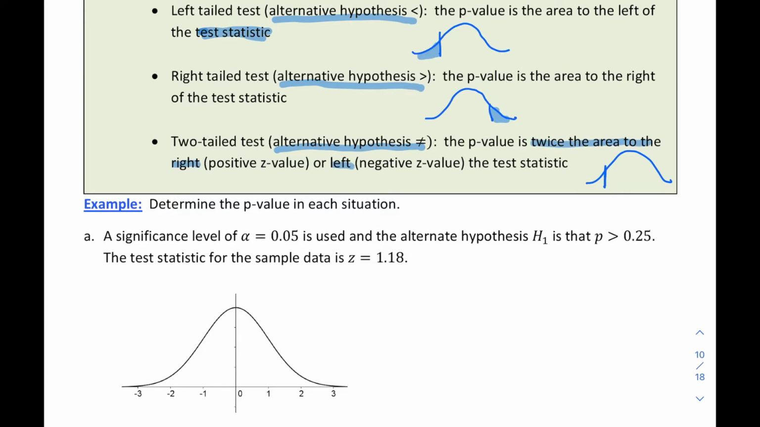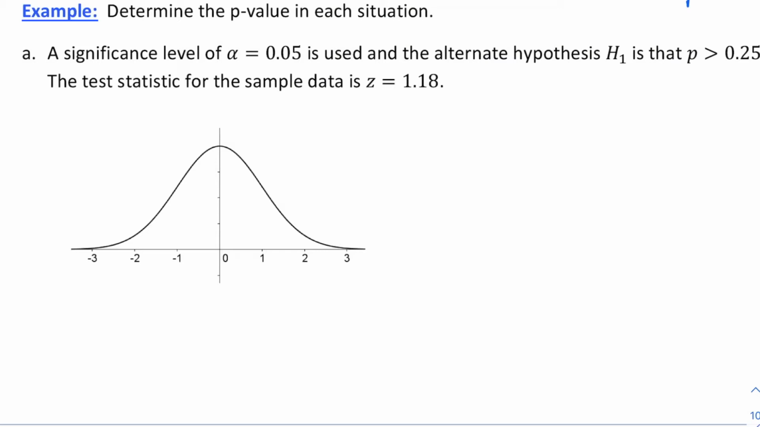So say maybe my test statistic's down here. My p-value is actually take that area and multiply it times 2, because we're going to reject in the case that our sample data is either too small or too large. So we're going to practice finding some p-values.